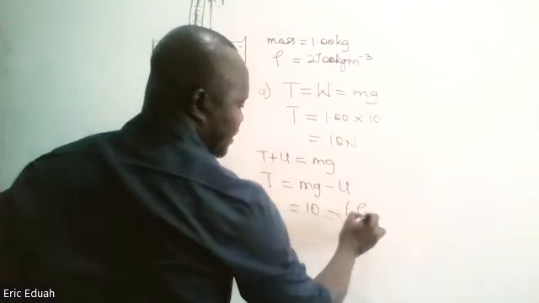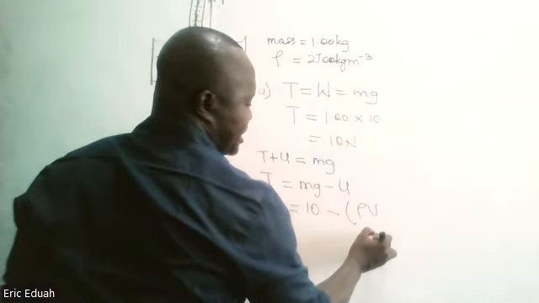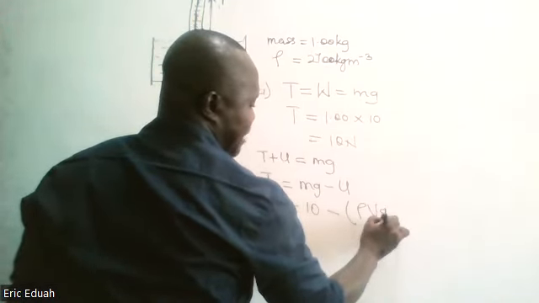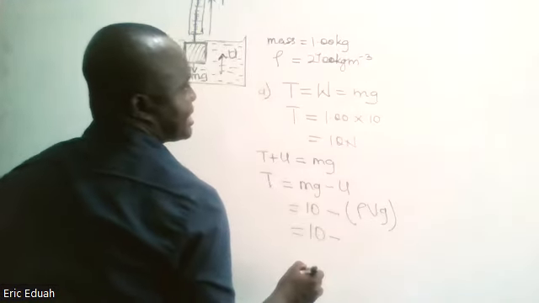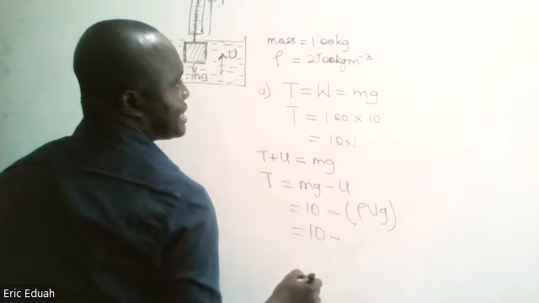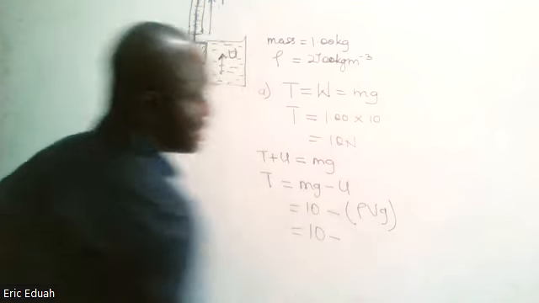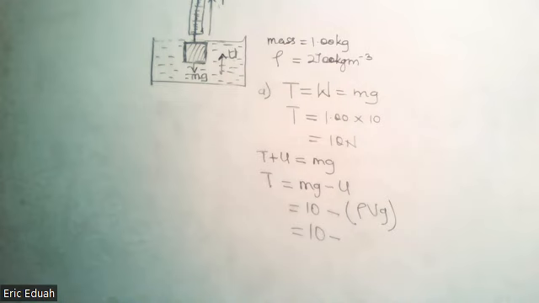Upthrust will be given by the density of the fluid times the volume of fluid displaced times gravity. Okay, so we have 10 Newton minus the density of the fluid, the density of the fluid displaced, is water, 3,000.